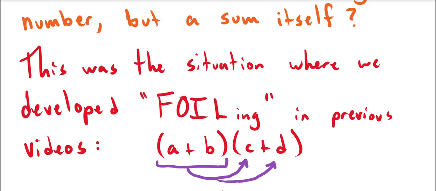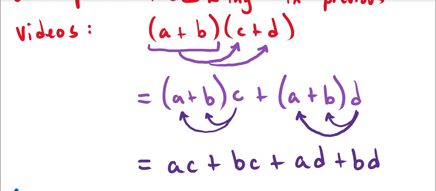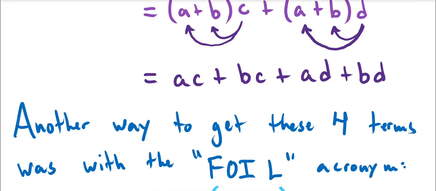If I want to, I can first distribute the entire a plus b term against both c and d. That would look like this. Then I could distribute again, now the c into the a plus b term, and also the d into the a plus b term. And we would get the following four terms. Now, it didn't matter if we distributed a plus b first, or if we took c plus d and distributed that first. We would still get these four terms. And the most common way, I think, to get those four terms that we're taught in school is using this FOIL acronym to make sure that we get all four of them.